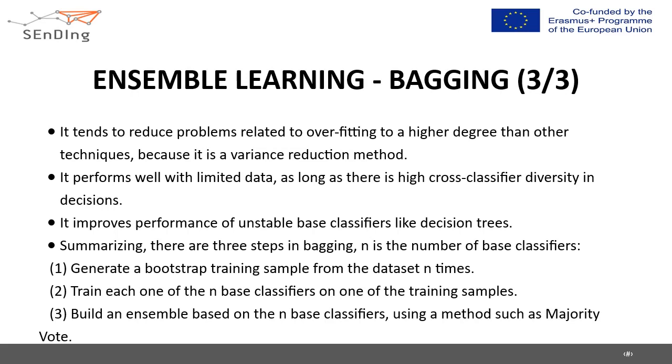Summarizing, there are 3 steps in bagging. N is the number of base classifiers. Step 1. Generate a bootstrap training sample from the dataset n times. Step 2. Train each one of the n base classifiers on one of the training samples. Step 3. Build an ensemble based on the n base classifiers, using a method such as majority vote.